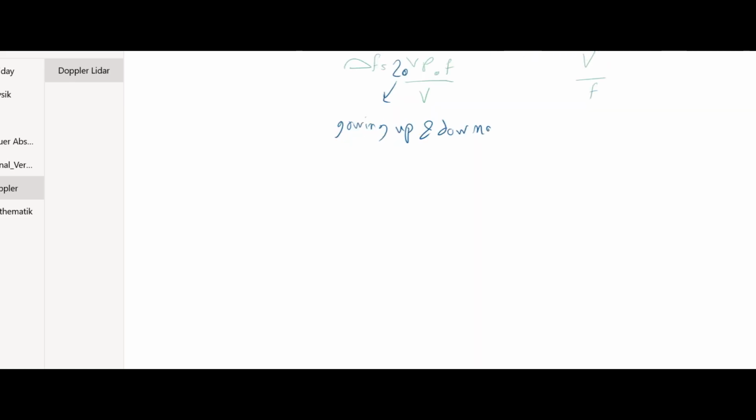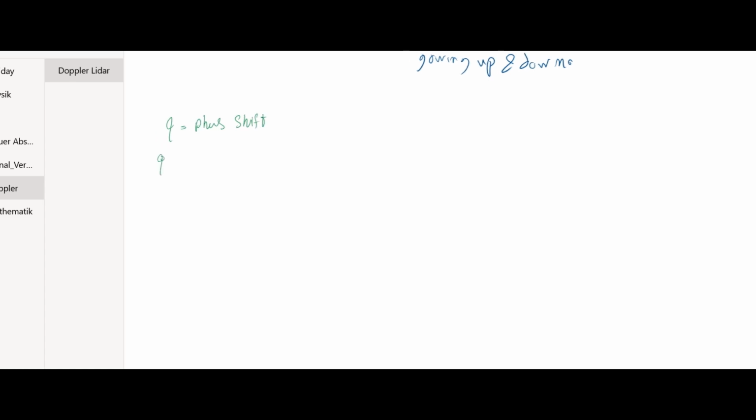Now there's a second way. It is a mathematical way, and I prefer it because it is more understandable and there is no trick, and that is as follows. We need to define phase shift. The formula is this: phase shift is equal to 2 times d multiplied by 2 pi divided by lambda.